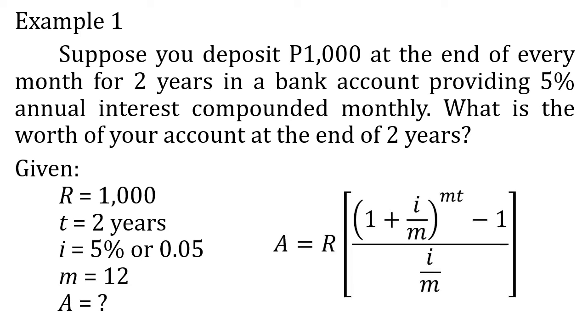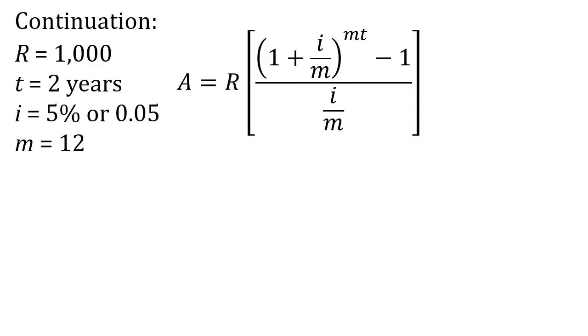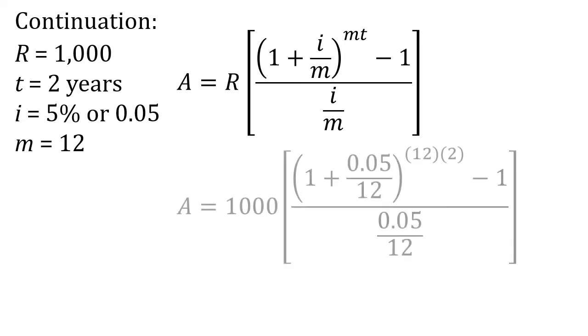We are going to use this formula: A equals R times (1 plus I over M) raised to mt, minus 1, all over I over M. So let us continue. Substitute the values of R, T, I, and M. So here you have A equals 1,000 times (1 plus 0.05 over 12) raised to 12 times 2, minus 1, all over 0.05 over 12. Okay, so use your scientific calculator to solve this. You may also use mathematics software such as Symbolab or Mathway.